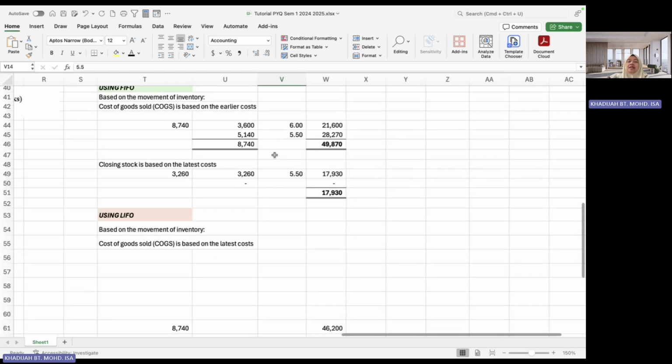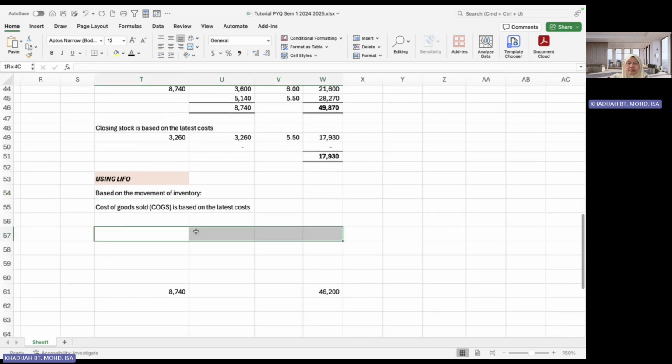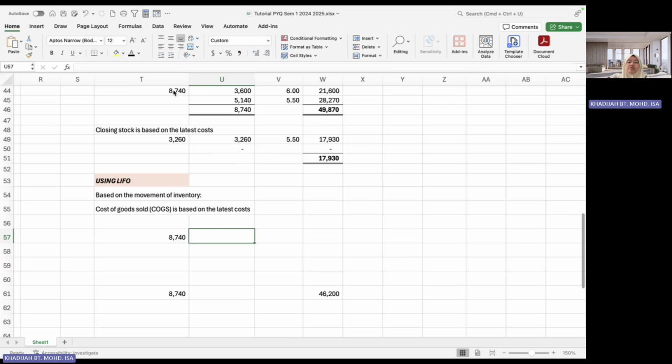But if you're using LIFO, that will be the other way around. Your COGS will be based on the cost of goods sold. In this case, let me see. Where is my LIFO? Where is it? Cost of goods sold. So how many cost of goods sold is the same as 8740, right? 8740, but you have to decide.